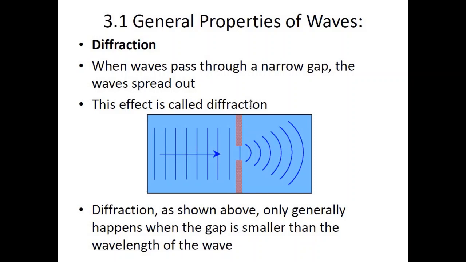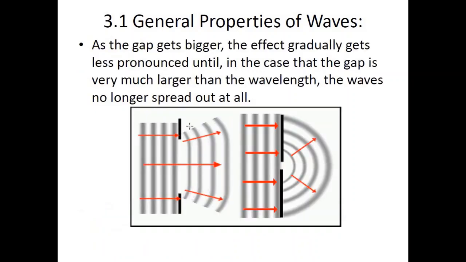When a wave passes through a narrow gap, the waves spread out. This effect is called diffraction. This is the wave, and when it is made to pass through this small slit, it bends. This is known as diffraction. It only happens when the gap is smaller than the wavelength of the given wave. If the gap is bigger, then the wave is not bent so much.